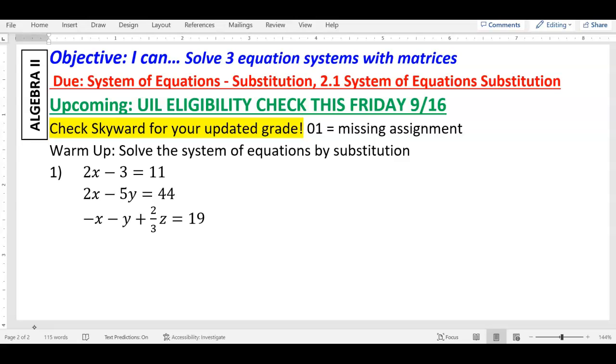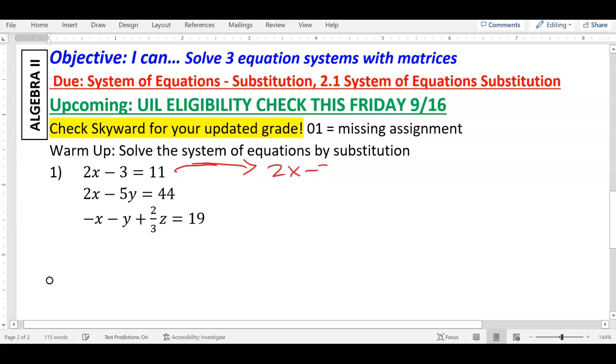Okay, now here's another one of these 3-equation substitution systems of equations. What do I solve first? Which one has one variable? Does everyone see the first one has only an x? So let's solve for that x. 2x minus 3 equals 11. What do I do first to solve for x?